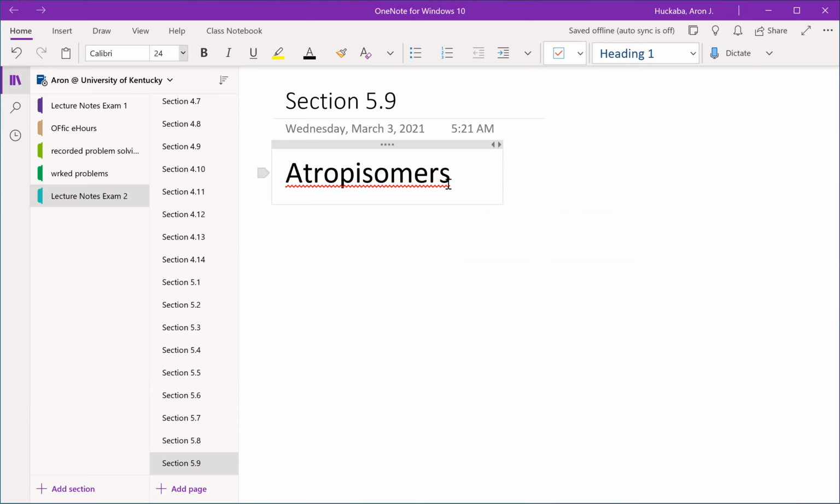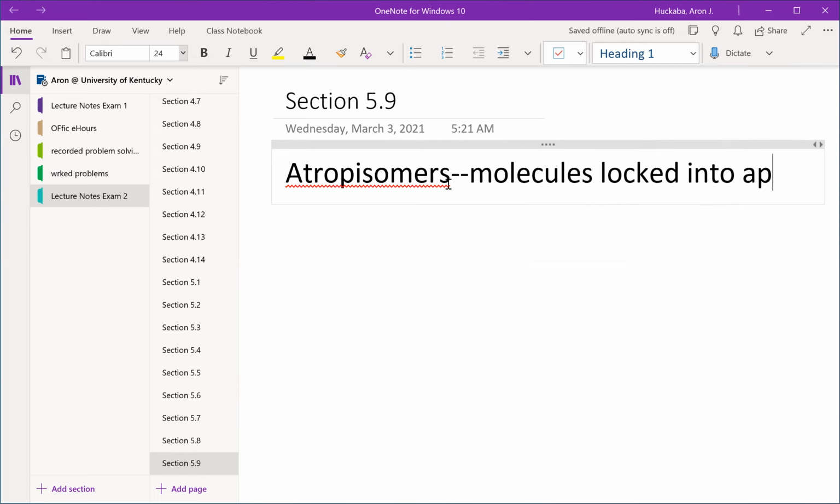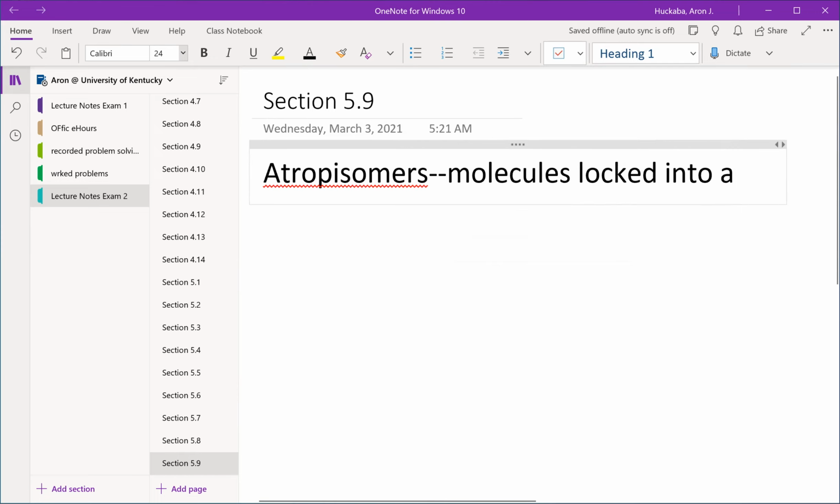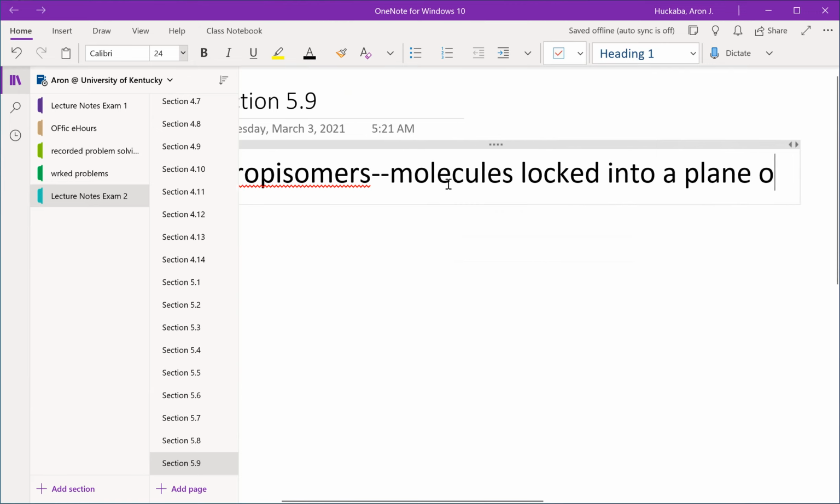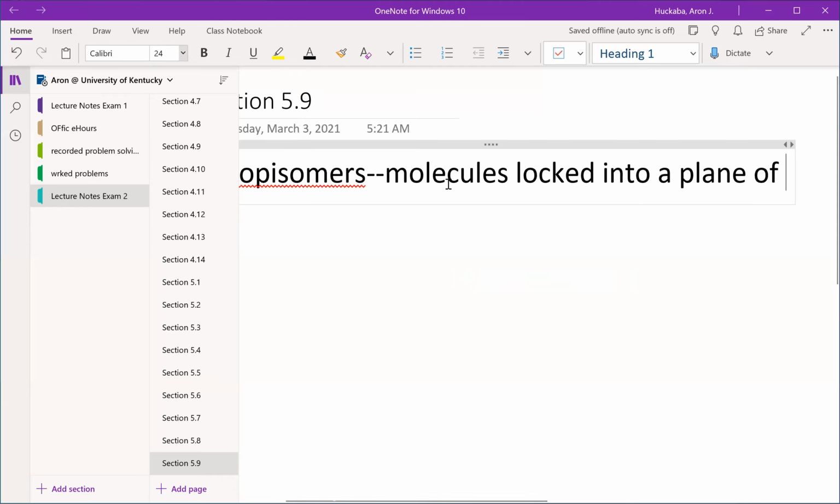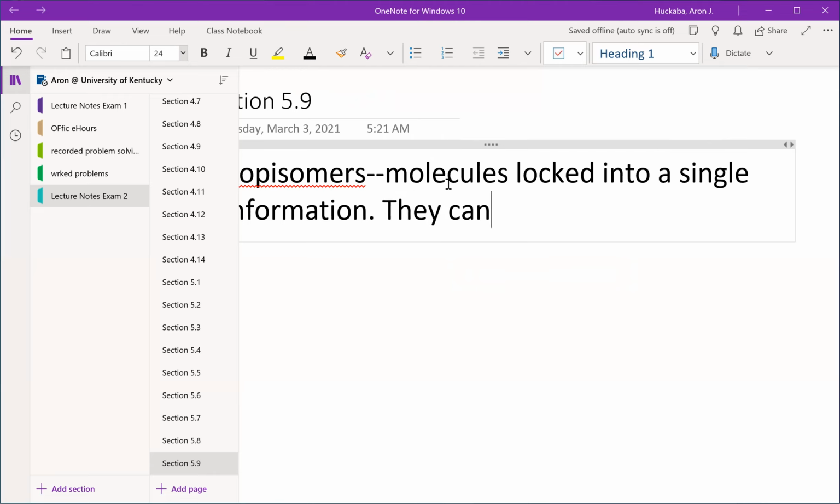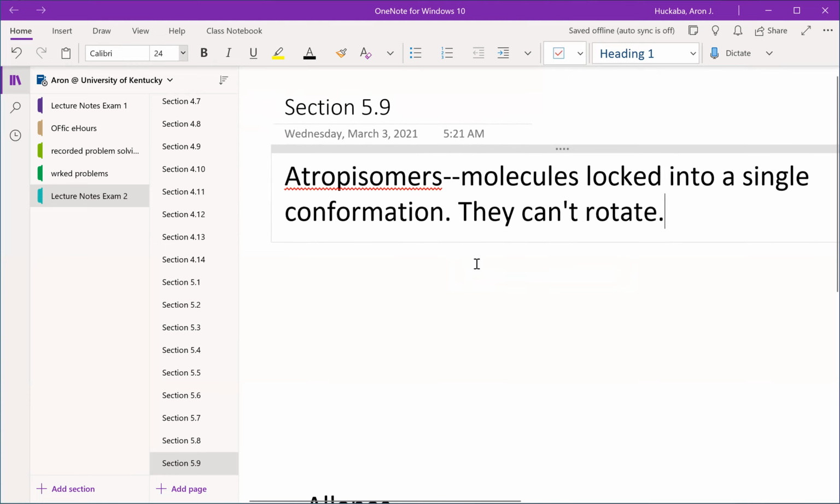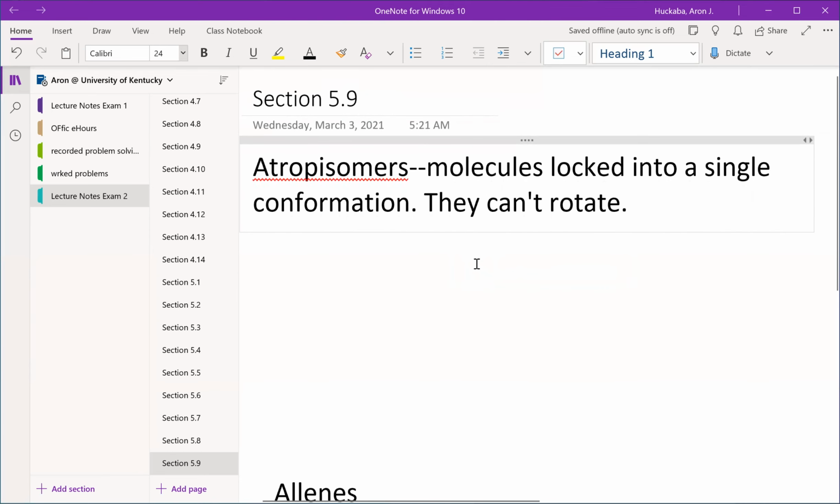And atropisomers are molecules locked into a plane, molecules locked into a single conformation. They can't rotate. Examples of this are shown in your book here.